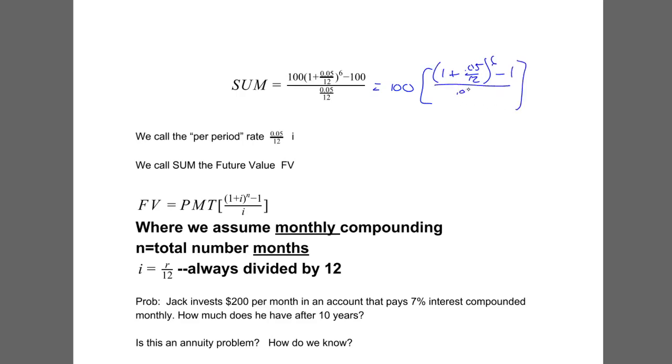So I can do this 0.05 over 12. Okay, so what is this 0.05 over 12? We call it i. So i is always going to be the rate divided by 12. And then we call the sum the future value. That's the adding of all this stuff. So whenever I say sum, I really just mean the future value in this case. And so here's our formula right here. This is the big formula. The formula.